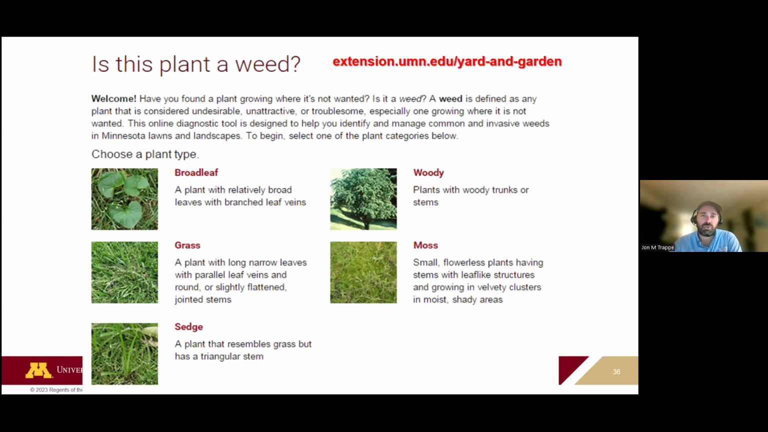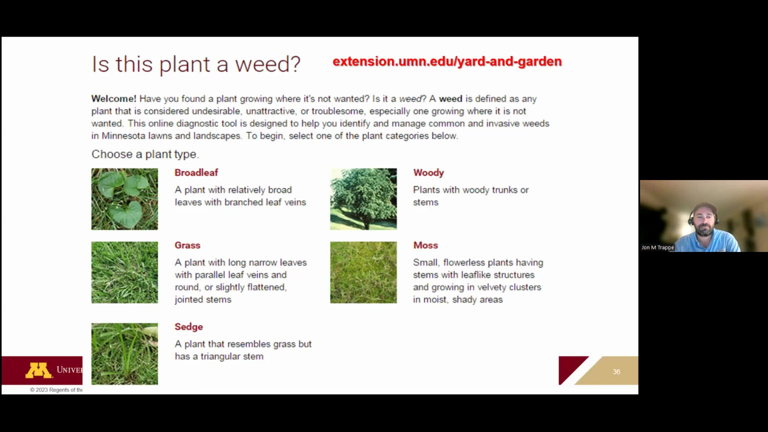We actually have a tool or a web page where you can walk through identifying what the plant is if you're unsure about it, how you can identify it to learn, okay, is it a weed in my lawn, or is this something I should be concerned about in my landscape beds? "Is this plant a weed?" is the name of the web page. You can get to it through the extension.umn.edu web page as well.